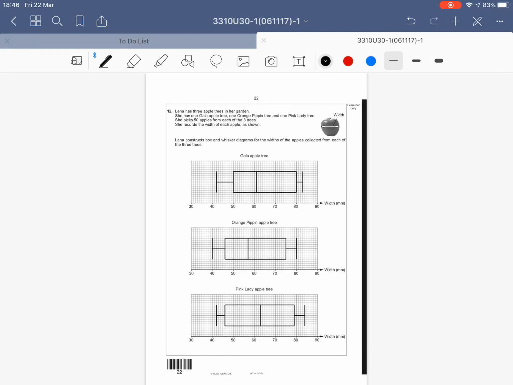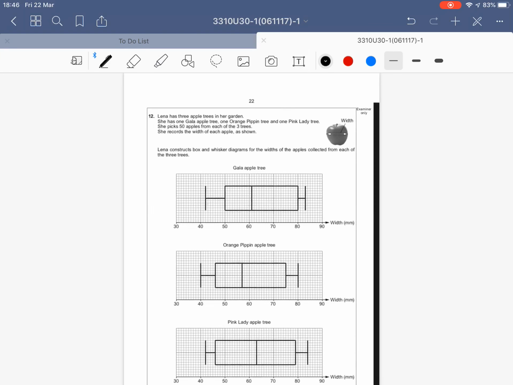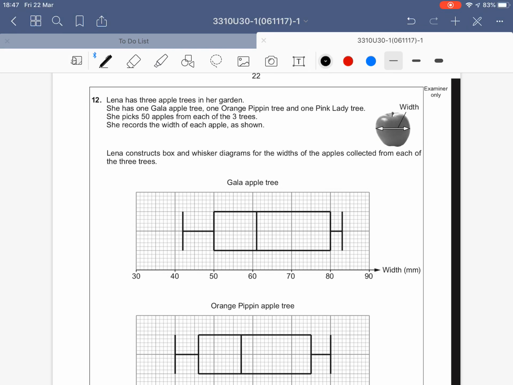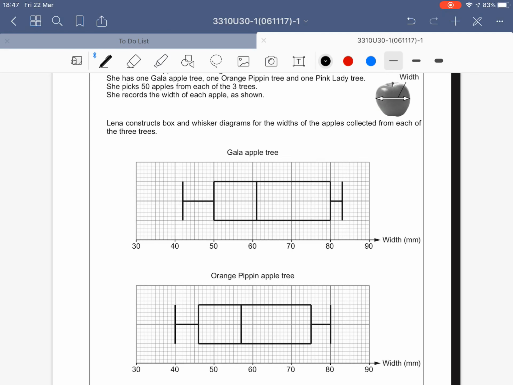There we go. Right, next one. Question 12. So there's a lot of box plots going on here, like our cumulative frequency of box plots, they're related. So Lena has 3 apple trees in her garden. She has 1 gala apple tree, 1 orange pimpin tree, and 1 pink lady. Oh, galas are better. So she picks 50 apples from each of the 3 trees. She records the width of each apple as shown.